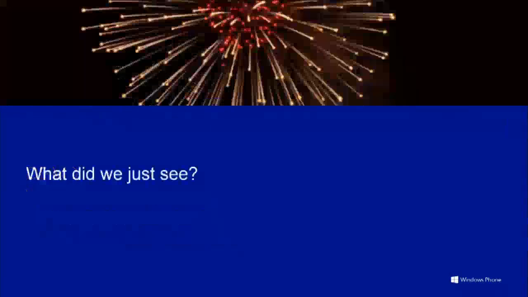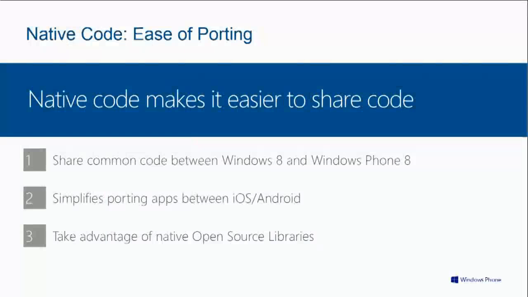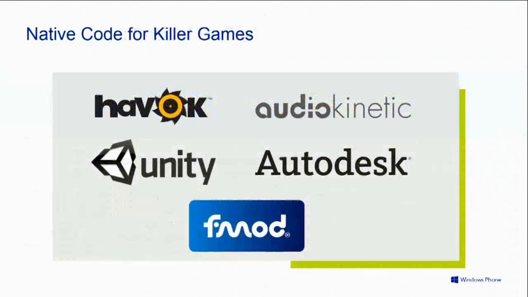So what did we see? Native code. It's important. And why? There's a lot of engines written in C++. It makes portability better. There are even people using iOS and Android libraries written in C++. It helps us port engines like Unity, which is pretty big. They have a beta running on Windows Phone already, so people can port their Unity games towards our platform.